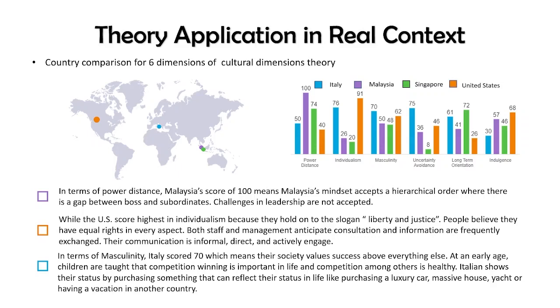Okay, let's look at how this theory can be applied in a real context. As you can see from the graph, 4 countries have been selected to compile the 6 dimension theory of Hofstede. The countries are Italy, Malaysia, Singapore and United States.